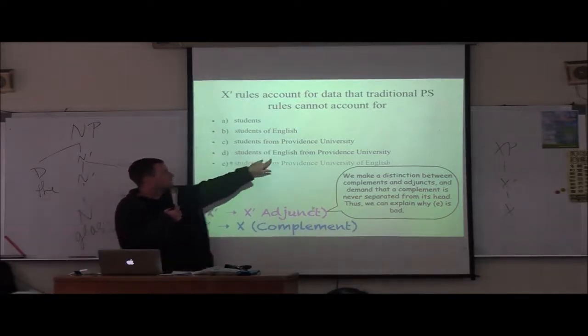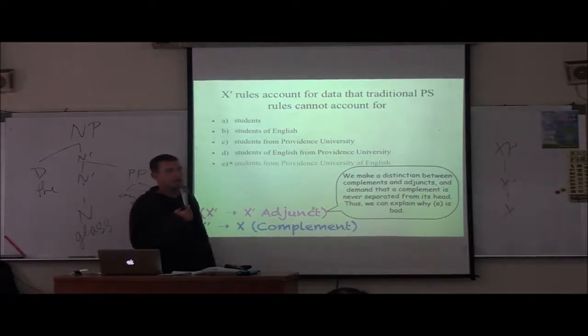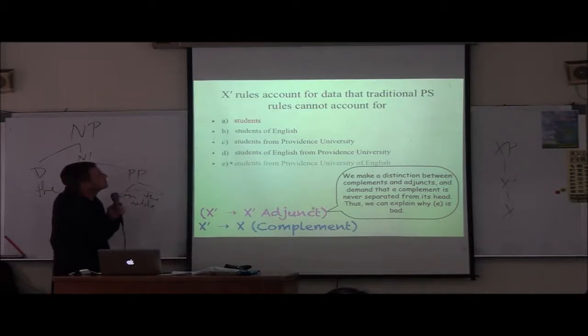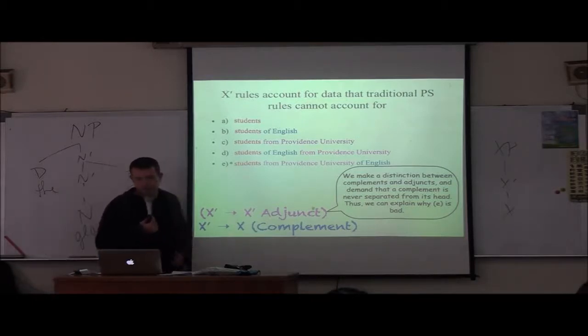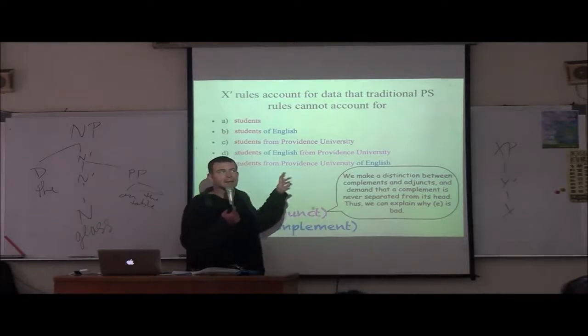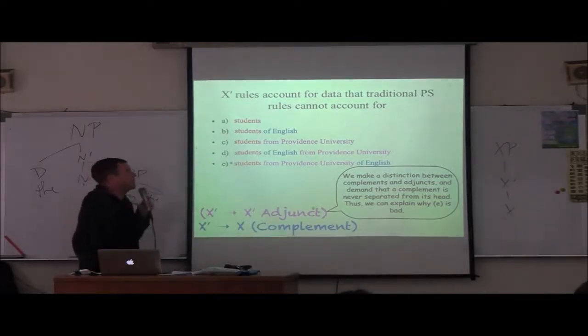D has a case where the complement follows the head, is adjacent to the head. E doesn't. You can draw a tree for D. You can't draw a tree for E. So, the blue ones here are complements. The pink ones are adjuncts. The noun students is, of course, the head of the phrase. Anytime you have a complement that's separated from its head, you're going to get ungrammaticality, and now our rules predict this, so it's wonderful.